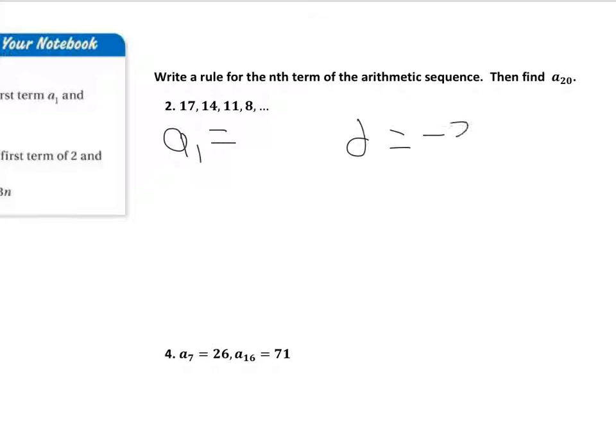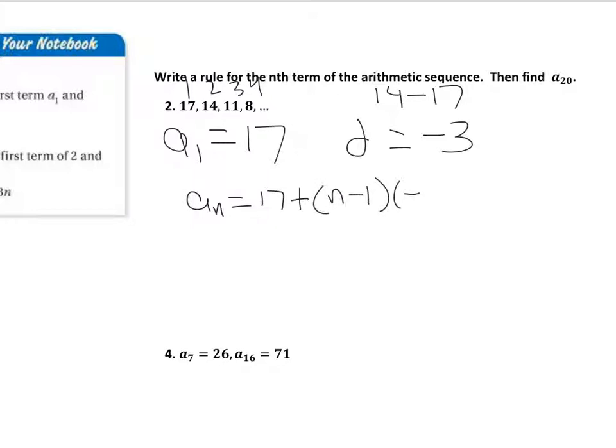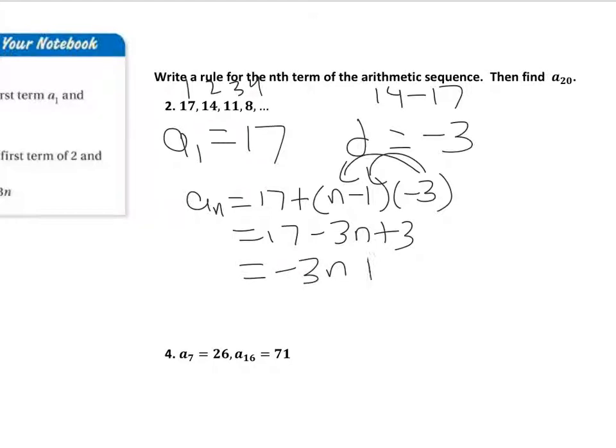Well, we did the common difference on the previous example. It's negative 3. But just in case, remember, you can just do 14 minus 17, 11 minus 14, 8 minus 11. And then the first term, well, this is 1, 2, 3, 4. That means when n is 1, what's the first term? 17. So we fill it in. First term plus n minus 1 times the common difference. Distribute. Combine the like terms, you get negative 3n plus 20. So there's the first part here.